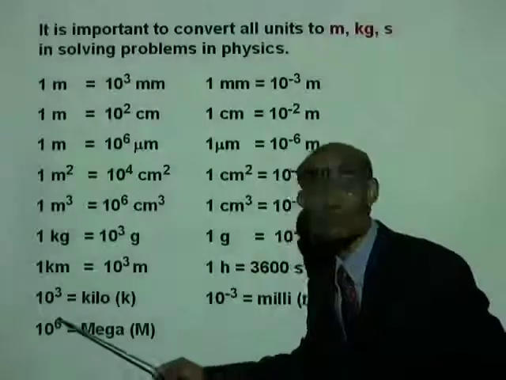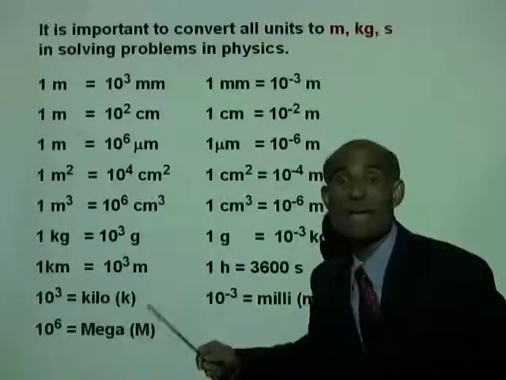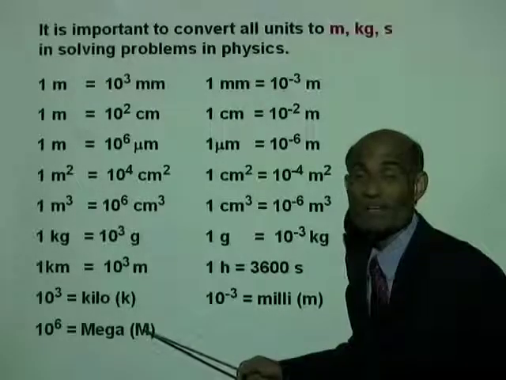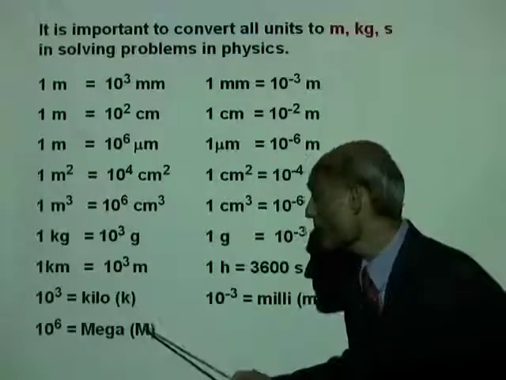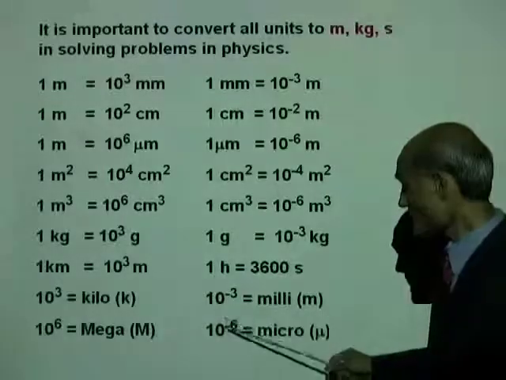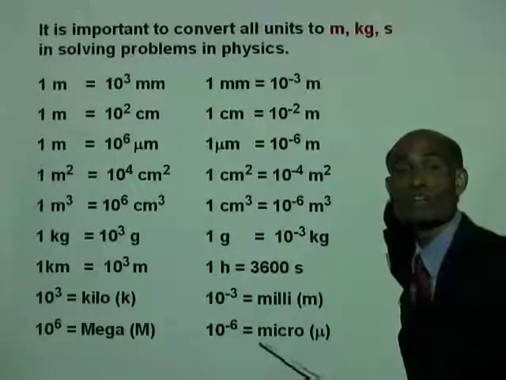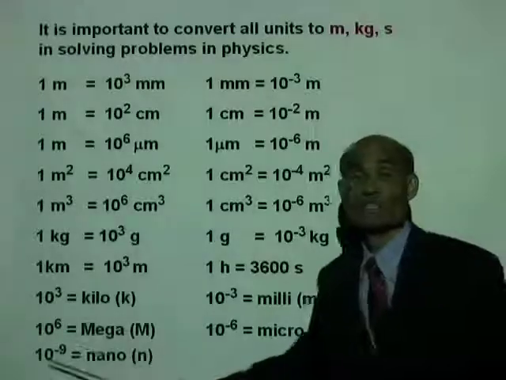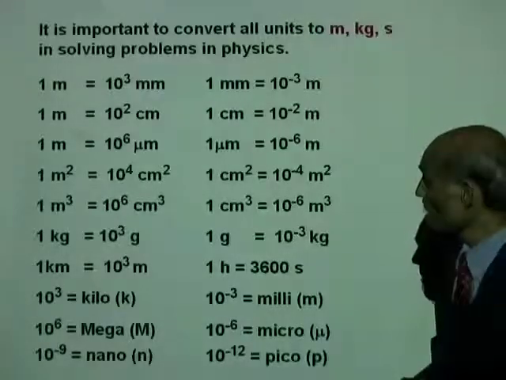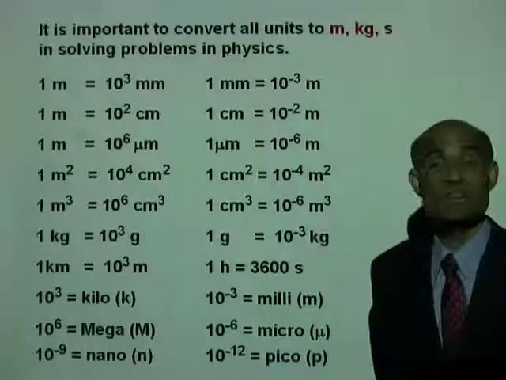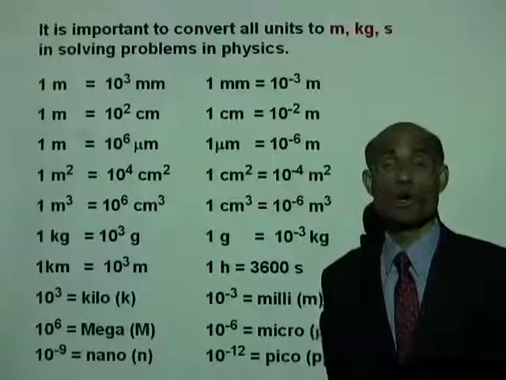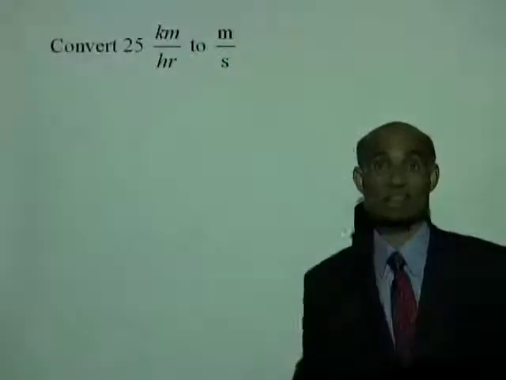Alright, 10 to the power of 6 is a mega. And look at the abbreviation for that, uppercase M. So how do you write megameter? Uppercase M, lowercase m, megameter. 10 to the power of -6 is called micro. 10 to the power of -9 is nano. And 10 to the power of -12 is pico, lowercase p. Alright, so I hope you are now familiar with all these measuring standards.